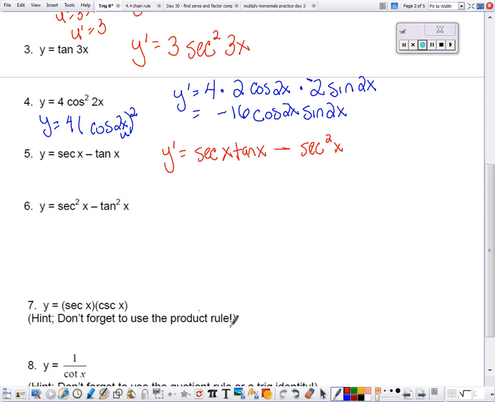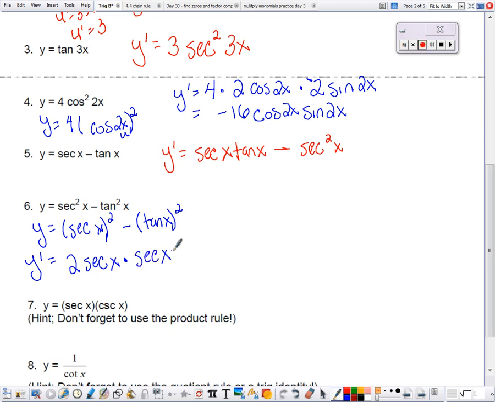And now for 6, again, we have to rewrite this. We're going to need to use the chain rule. This is secant of x squared minus tangent of x squared. So using the chain rule, the derivative of the entire outside times the derivative of the inside. The derivative of secant is secant x tangent x. Now the chain rule again for tangent squared.